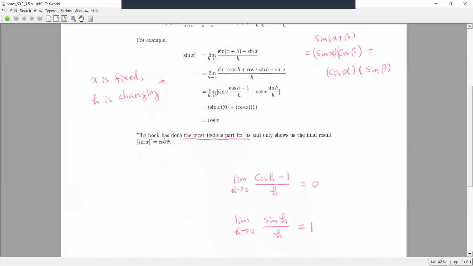The book has done the tedious part for us. The tedious part is this part. The book has done this part for us and only show us the final result. Derivative of sine is cosine. This is the formula for the derivative of sine.